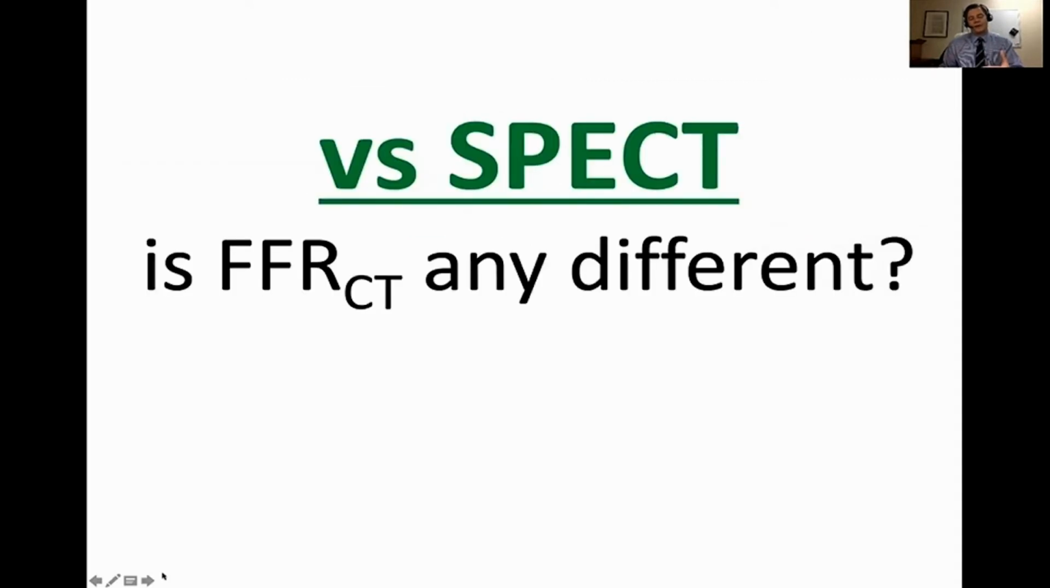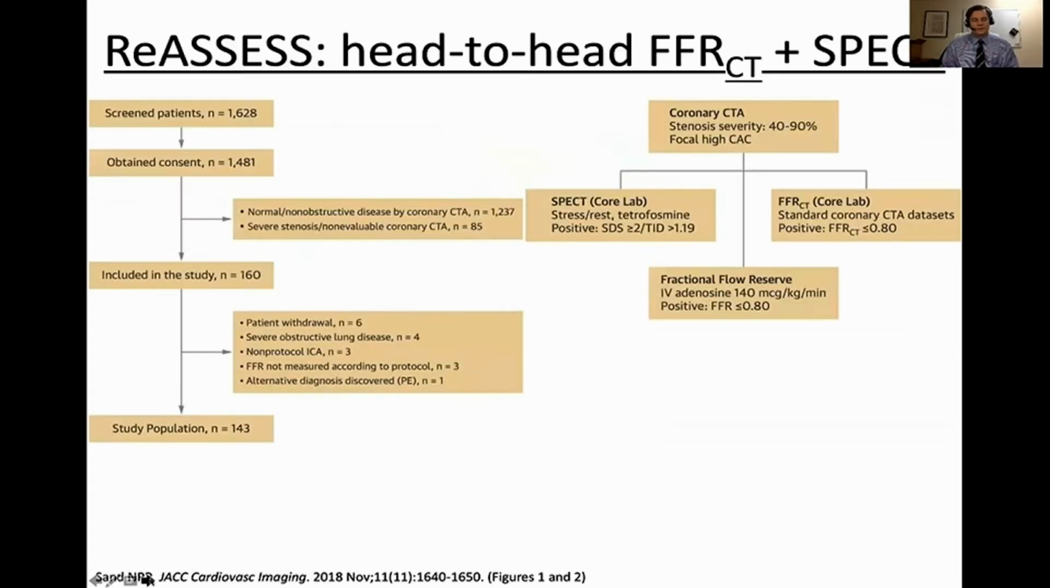So what I'd like to do now is to transition to a series of comparisons, that is taking a look at the data that compares FFRct against things like SPECT and routine clinical practice and ultimately PET as well, in order to understand what kind of differences exist out there and where FFR fits in this kind of potpourri of tools that we have in order to assess patients.